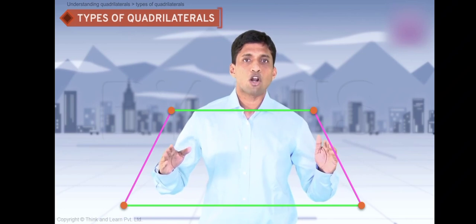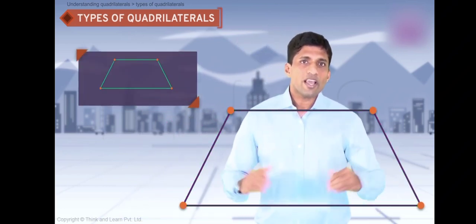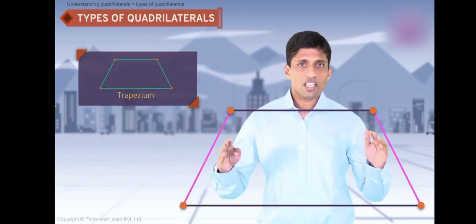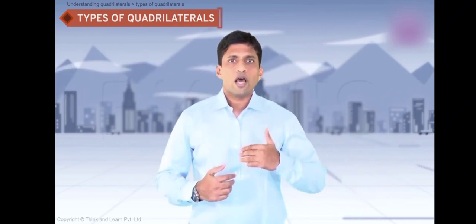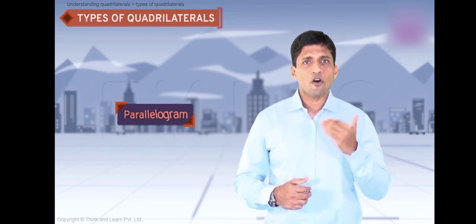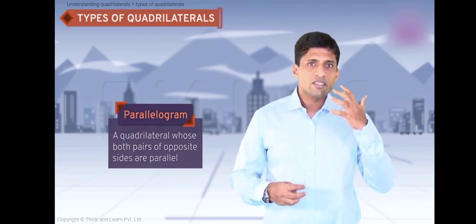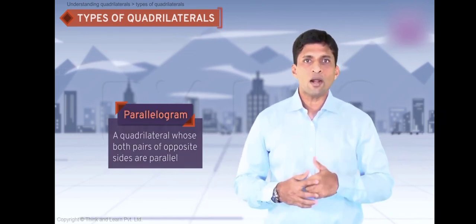These two sides are non-parallel. Now, if these two non-parallel sides are equal in length, then it's called an isosceles trapezium. Now, when both the pairs of opposite sides are parallel, then that kind of a quadrilateral is called a parallelogram.